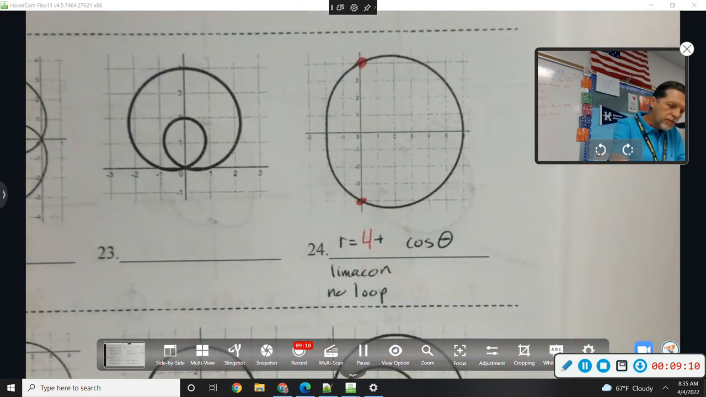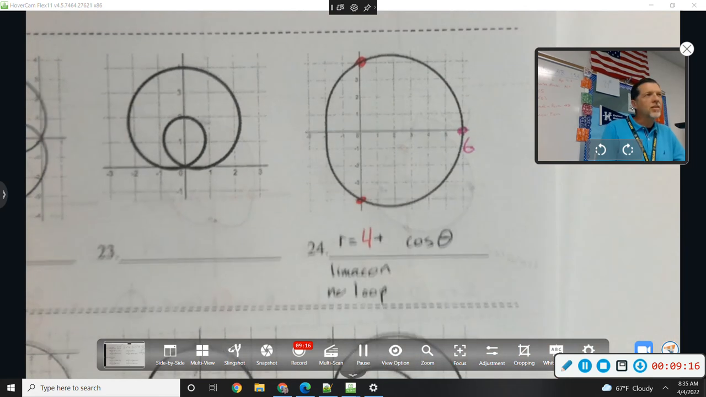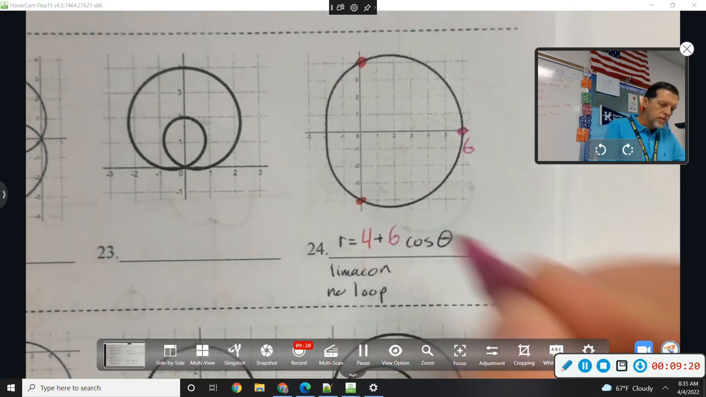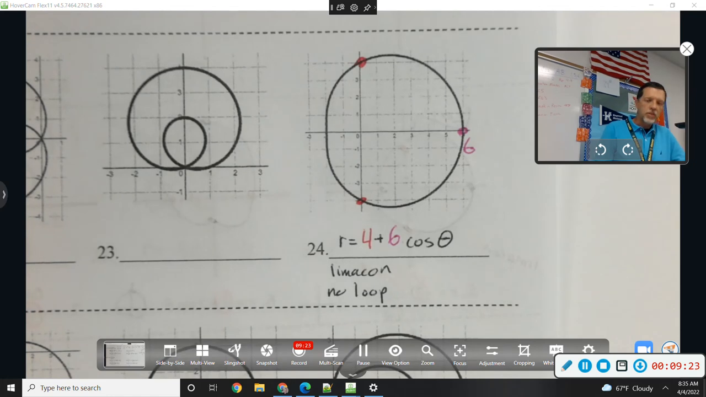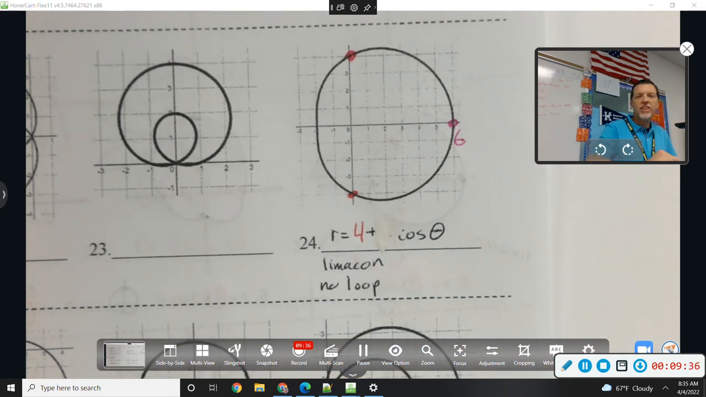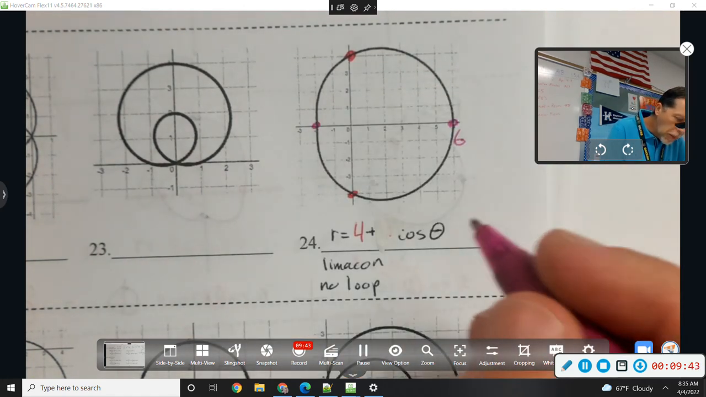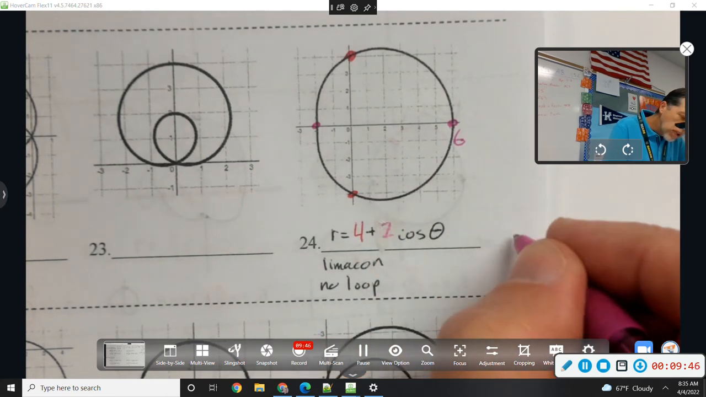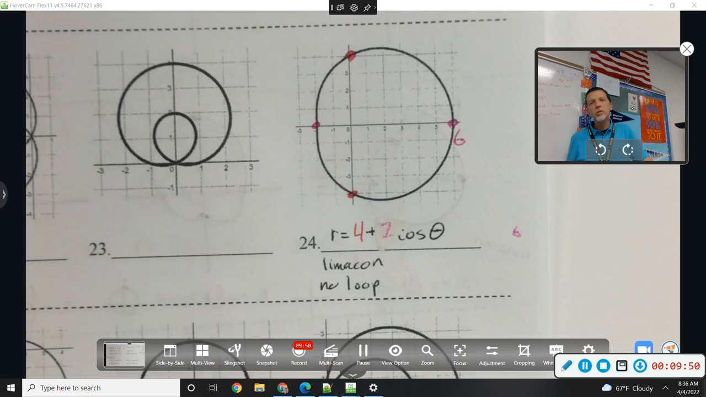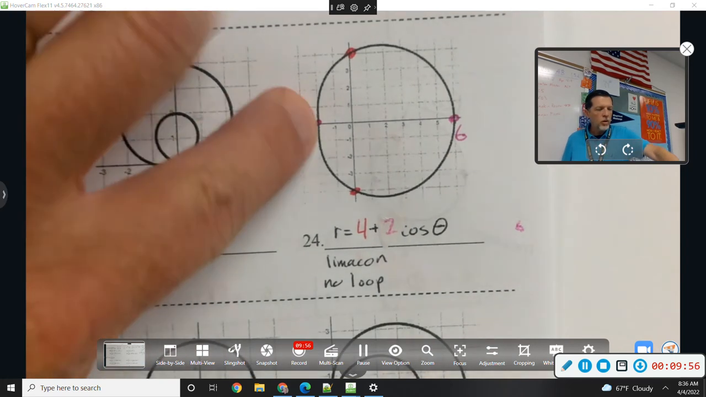And then I have to figure out, well, if this number is 6, I need 4 plus something to give me 6. Whoops. You said 2 and I wrote 6. 2, not 6, because I need them to add to 6. So I need a 2 there. And then if I check the other side of things, 4 minus 2 gives me 2, to make sure this thing is working. So 4 plus 2 cosine theta. And then again, you can check at the end. 4 plus 2 is 6. 4 minus 2 is 2. The two sideways points are 4.